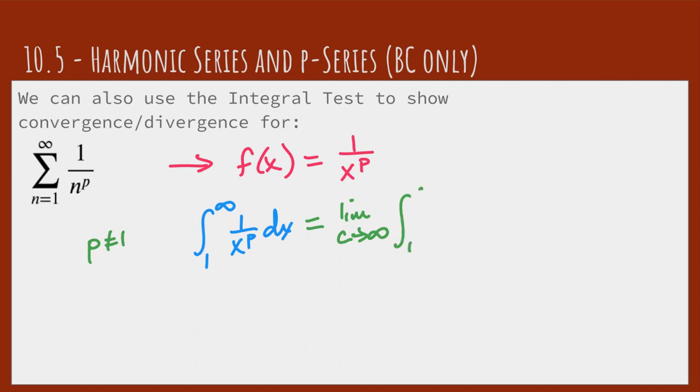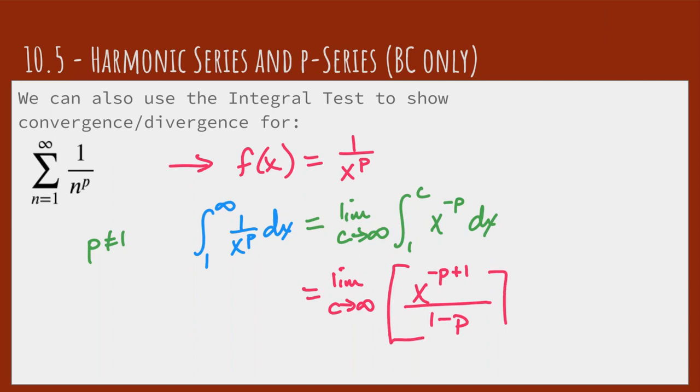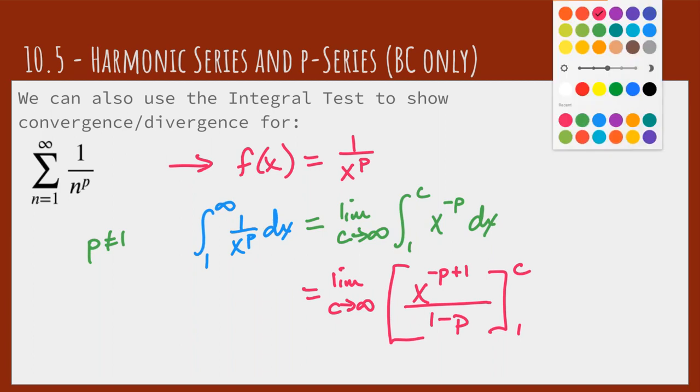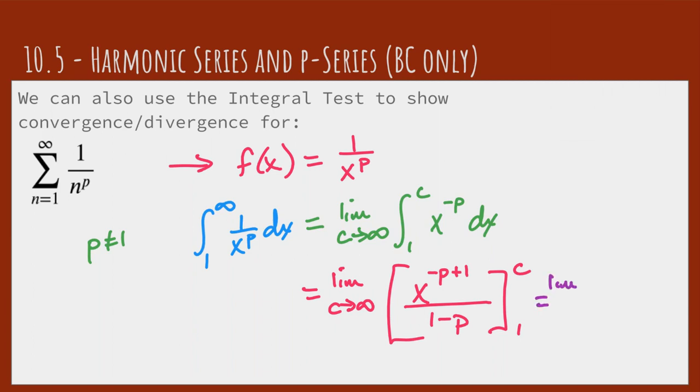So c approaches infinity, the integral from 1 to c of x to the negative p with respect to x. As long as p is not equal to 1, that antiderivative is going to be x to the negative p plus 1 divided by 1 minus p, and we're evaluating that from 1 to c. So that will be the limit as c approaches infinity.